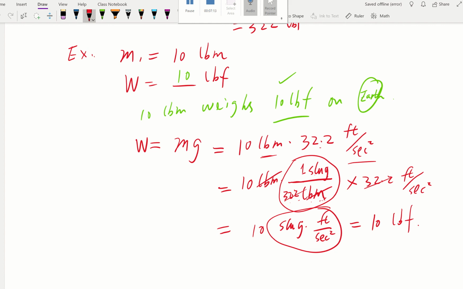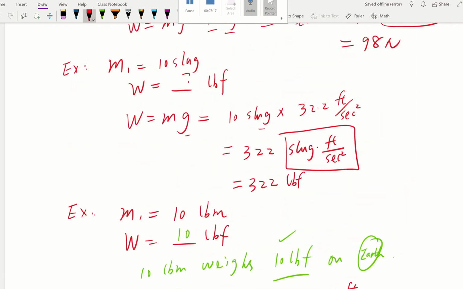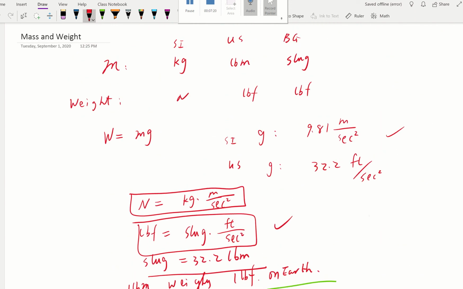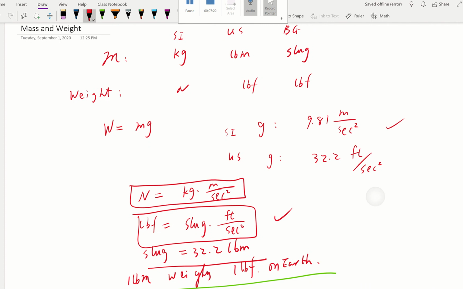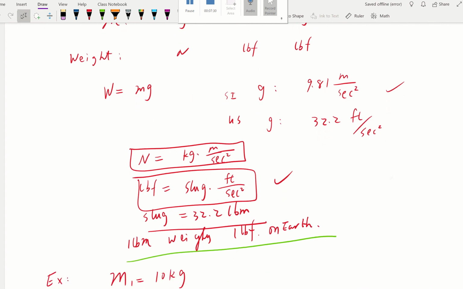Hopefully this will help you with any mass to weight problem through those 3 examples. And the concepts at the beginning of this video help us navigate this, so just make it very clear for yourself, and then you will have no problem.